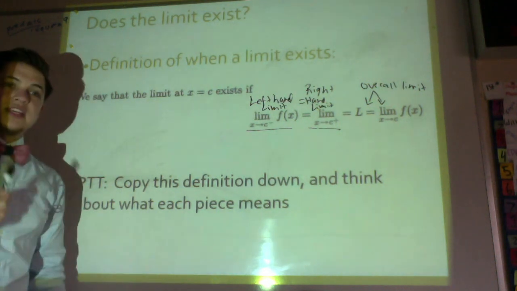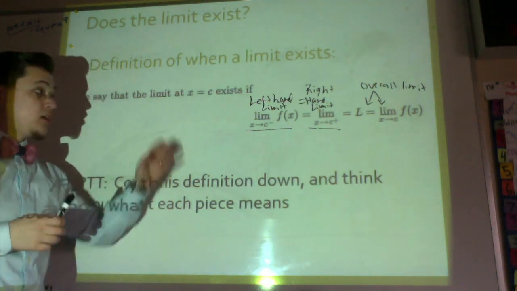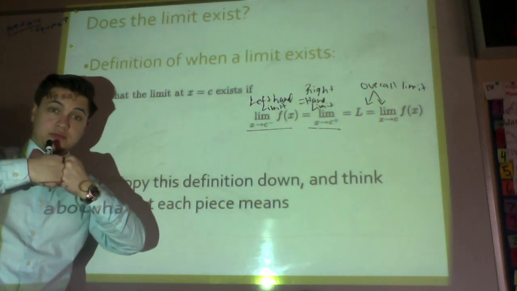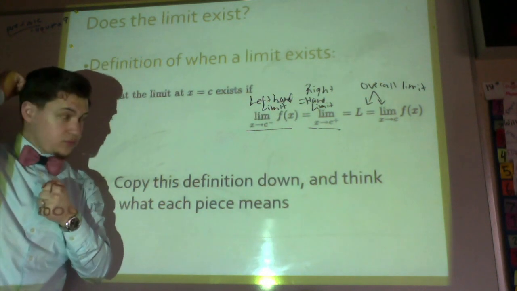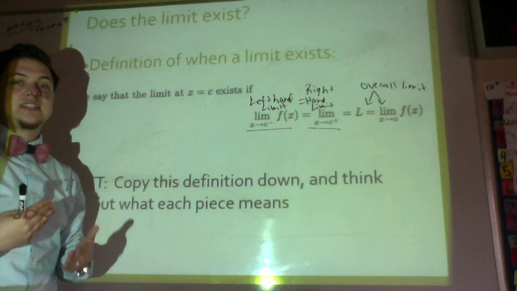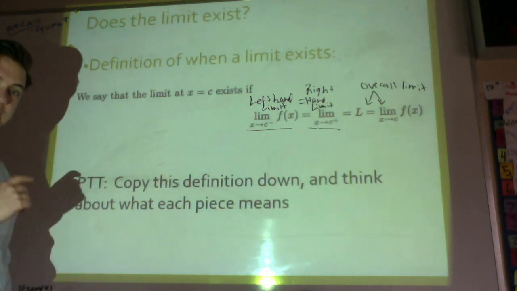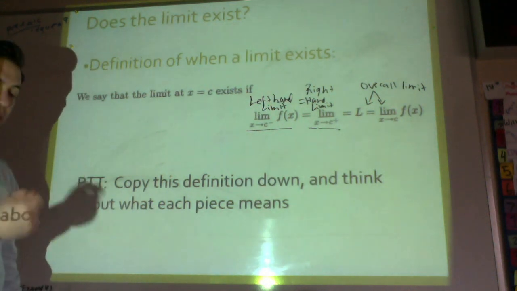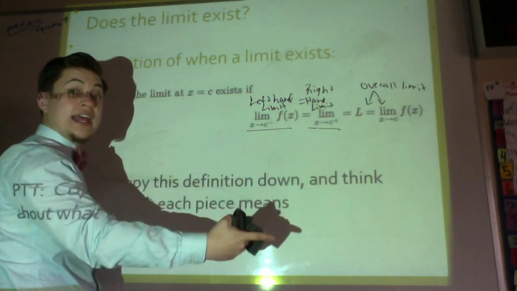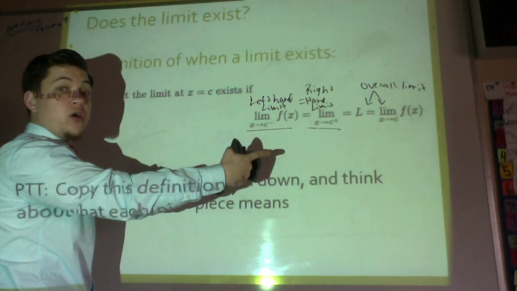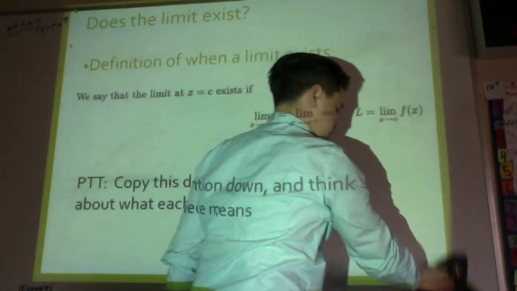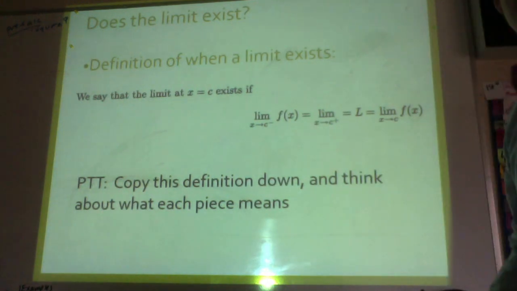So the limit only exists when your left-hand limit and your right-hand limit are equal to each other. If they're equal to each other, then the limit exists. But if not, the limit does not. Okay, so get that down into your notebook. Again, think about what that means. The left-hand limit has to be equal to the right-hand limit in order for the overall limit to exist.